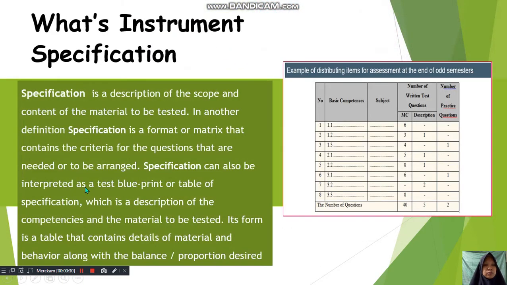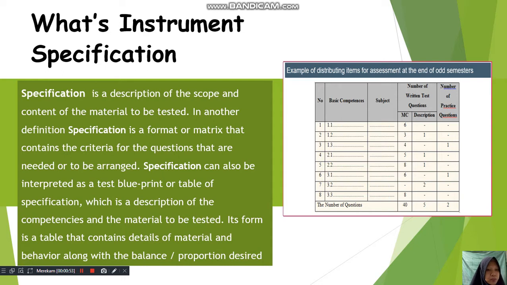What is instrument specification? Specification is a description of the scope and content of the material to be tested. In another definition, specification is a format or matrix that contains the criteria for the question that are needed or to be arranged.